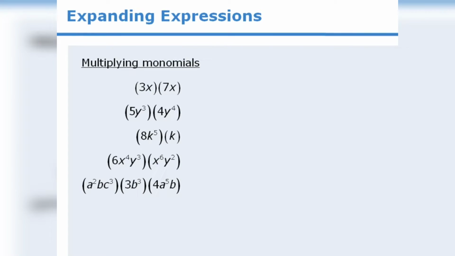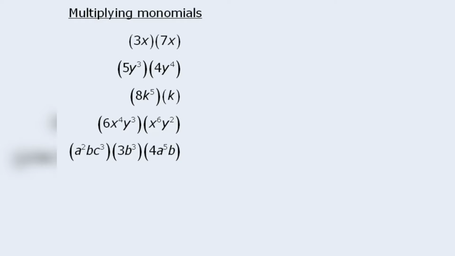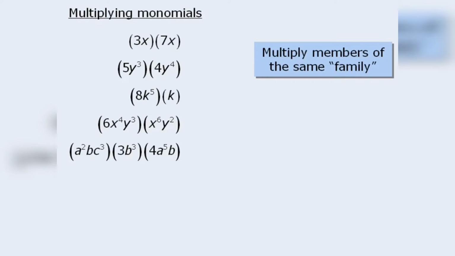In this lesson, we will learn how to multiply expressions. We will begin by multiplying a monomial by a monomial. Here are some examples of this. Now, when multiplying monomials, the rule here is to multiply members of the same family. So, for example, we will multiply constants by other constants, x's by x's, y's by y's, and so on.